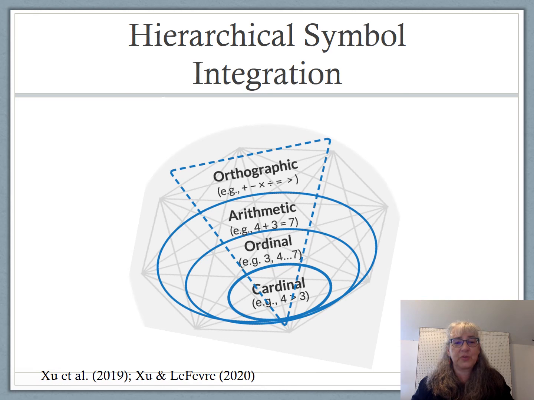In other research, we've argued for a hierarchical symbol integration model in which cardinal, ordinal, and arithmetic symbol knowledge are nested together. In many studies with children from about grade 2 onwards, research shows that the relationship between cardinal knowledge and arithmetic knowledge, for example, is mediated by ordinal knowledge. The results that we've presented today on orthographic knowledge suggest a little bit of a different model, and we've tried to capture that here in this dotted triangle overlaying cardinal, ordinal, and arithmetic knowledge.